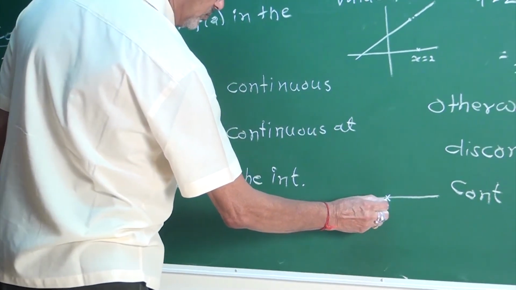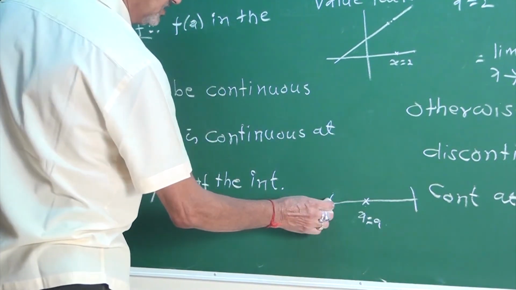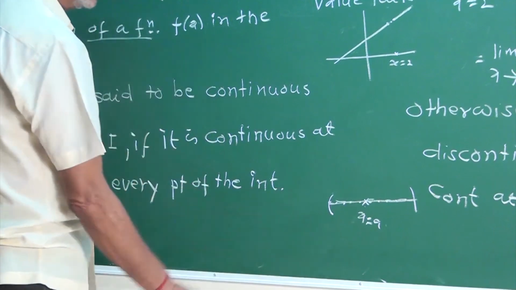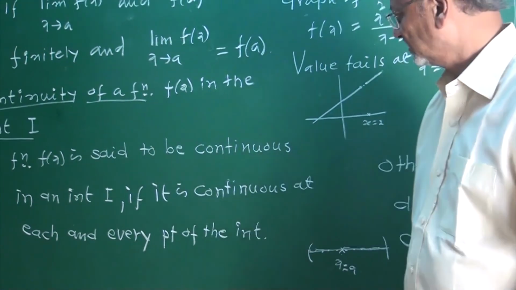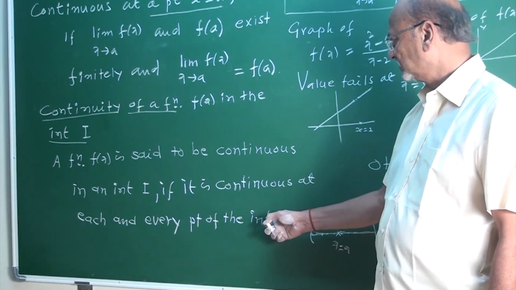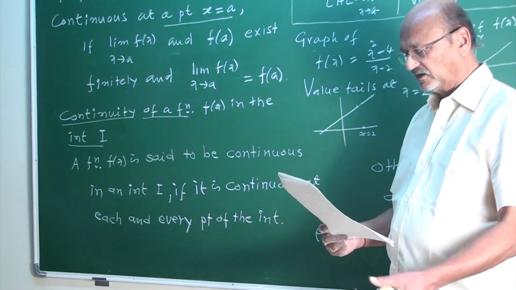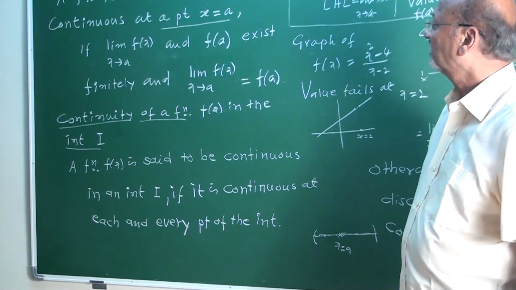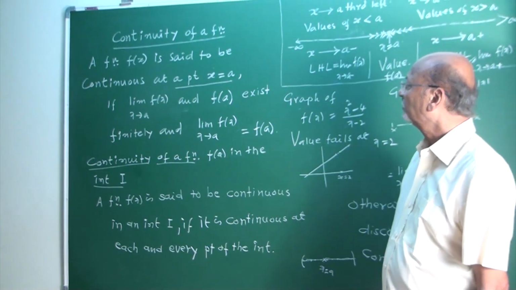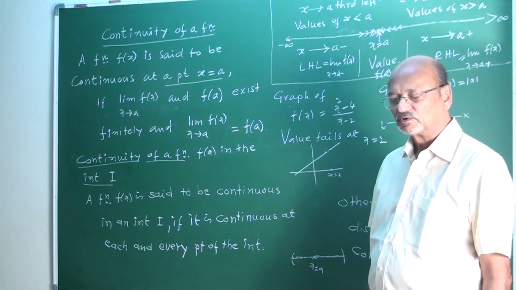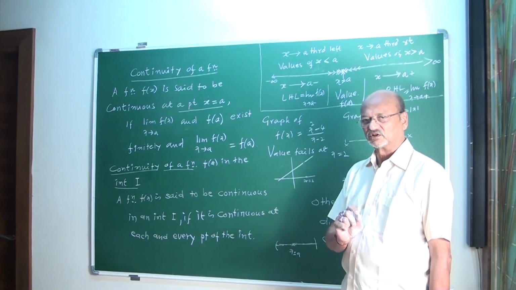This is continuity at a point, this is one point x equal to a. In the interval means at each and every point. If the function is continuous, then we say the function is continuous in the interval I. Now we have reached continuity. We have completed what we mean by limit and value of the function. Everything is explained, which is very important as a basic.